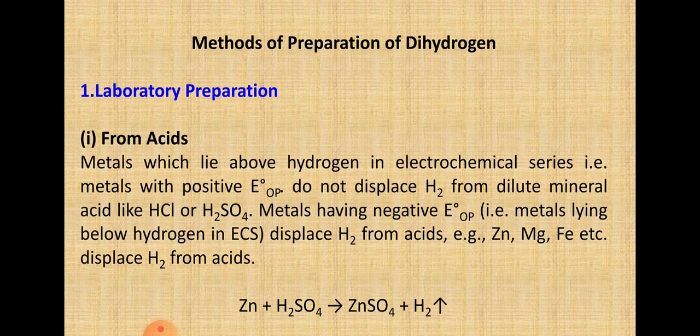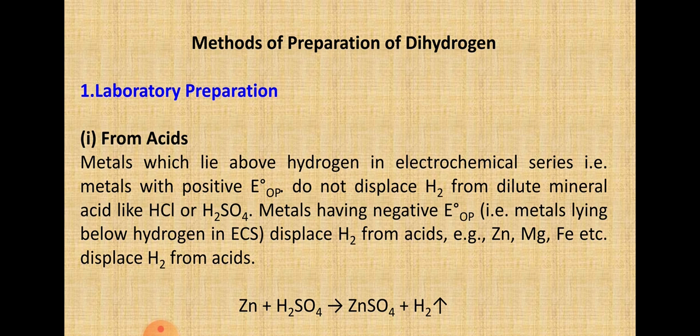Okay, next will be our methods for preparation of dihydrogen. Let's start first with the laboratory preparation. In the laboratory, you have done this experiment also. In class ninth, you may have formed hydrogen gas by just adding either HCl or H2SO4 on zinc granules. And you better know why we don't use nitric acid here. So that will be your laboratory method.